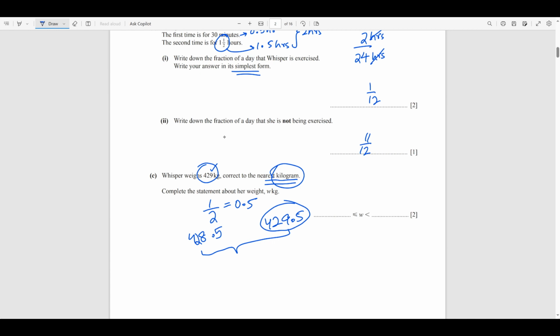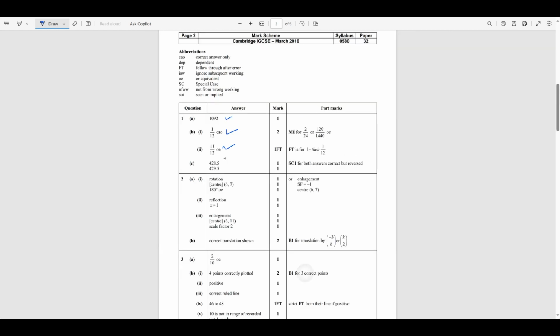It can be less than 429.5, or it can be 428.5 or greater than that, right? Because if it was exactly 428.5, then it would still round off to 429. So our answer is 428.5 to 429.5. Notice the signs: this is inclusive and this is exclusive, right? So 428.5 and 429.5. We're done.